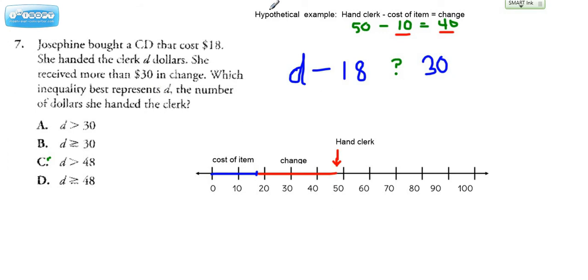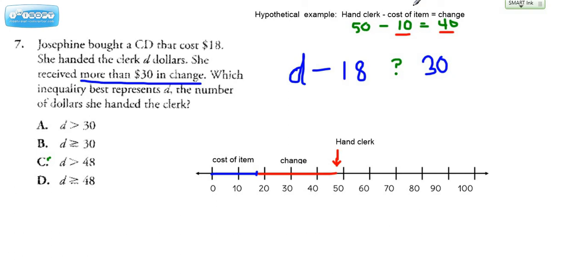Let's think about a completely unrelated hypothetical example just so we can understand this idea of change. If you give the clerk $50 and you buy something that costs $10, that would be subtracted from the 50, and that's how much change you would get. Well, in our example, we don't know how much is handed the clerk. We're trying to figure that out. But we do know that the item costs $18, and we know that we're supposed to be getting not exactly 30, but more than $30 in change.